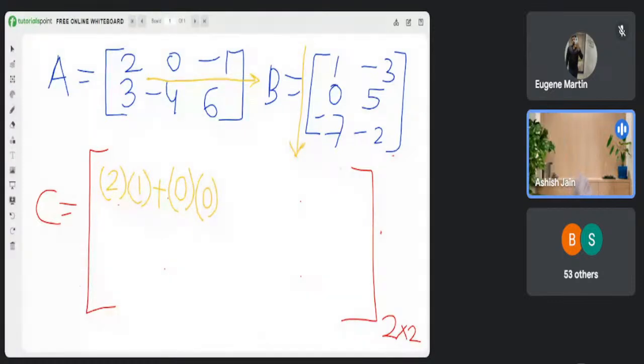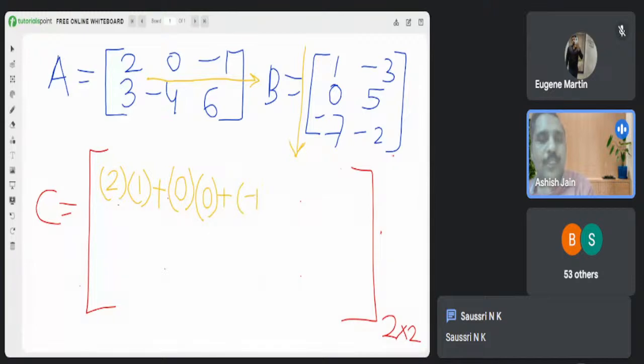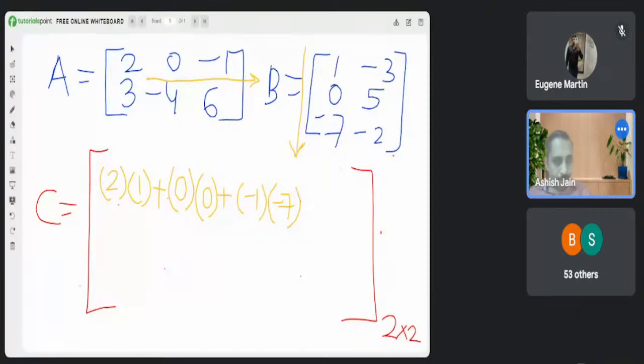इसके रो के एलिमेंट को B के कॉलम के एलिमेंट से मल्टीप्लाई करना है, करस्पॉन्डिंग एलिमेंट्स, प्लस फिर क्या है? माइनस ऑफ 1 मल्टीप्लाइड बाय माइनस ऑफ 7. इज इट क्लियर टू यू? Yes, sir. ठीक है, दिस विल गिव यू द वैल्यू ऑफ ओनली फर्स्ट रो फर्स्ट कॉलम एलिमेंट ऑफ मैट्रिक्स सी. तो अगर आपको दिक्कत हो रही है, आप ऐसे लिखे जैसे मैंने लिखा है, 2 into 1 plus 0 into 0 plus minus 1 into minus 7. इसको हम सॉल्व करते हैं.